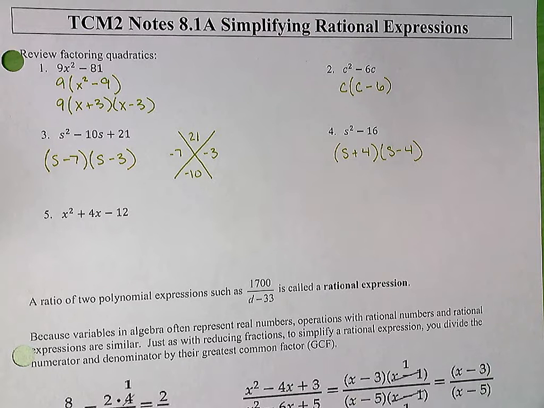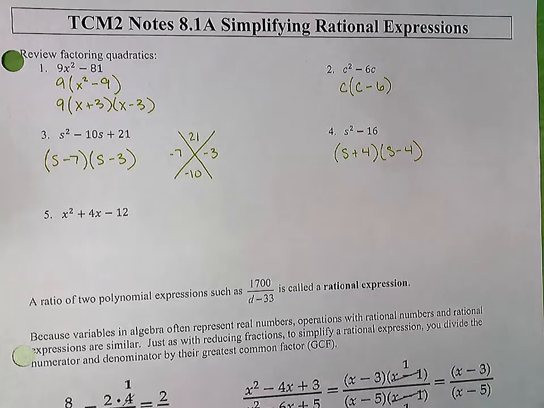So if it was positive, there's addition between them, you wouldn't be able to factor it. It would already be completely factored. You can't do anything with it.